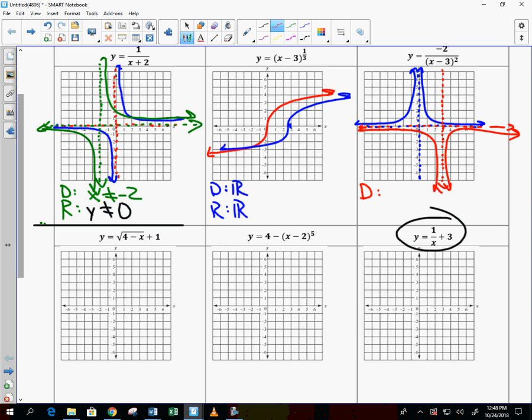So the domain is going to be x not equal to what? 3. And the range is going to be y, well, let's see here. This would be from -infinity to 0, but not including 0, right?